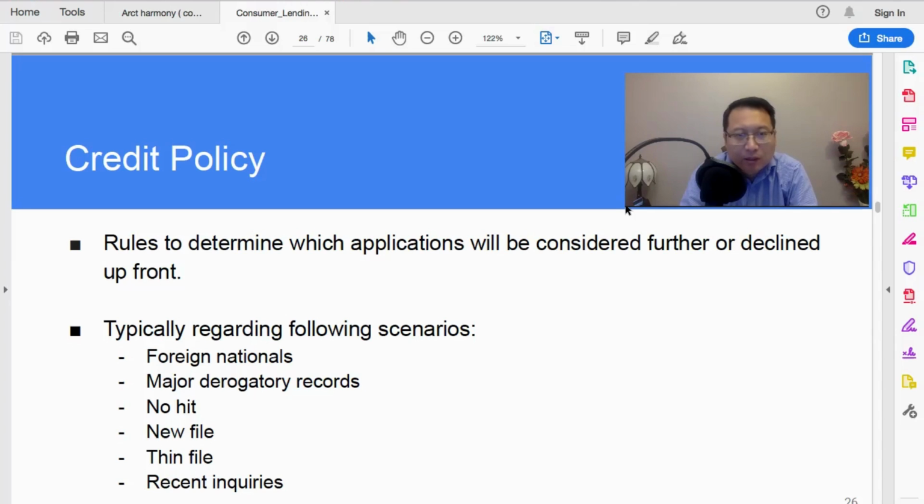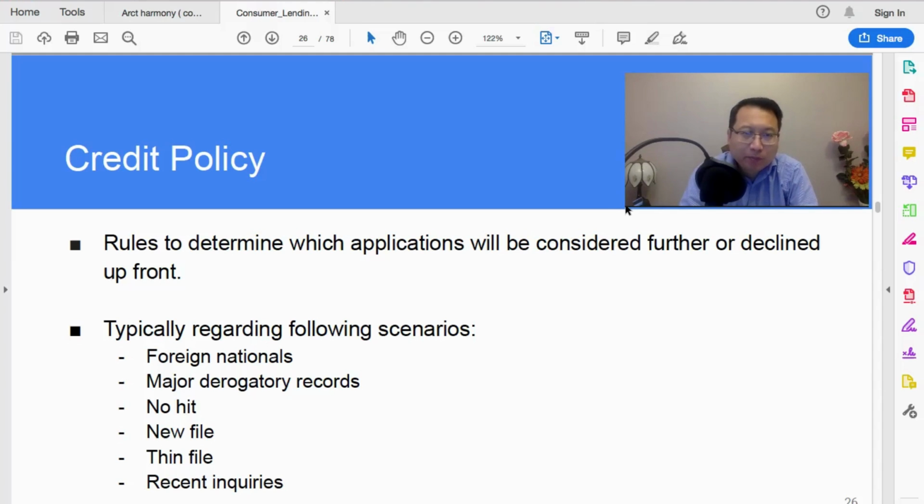Thin file. There is a file with maybe 1 year or 2 years of history, but there's only one particular trade line. We call it a credit account. So that's a little bit too thin, right, to draw a conclusion. So what do you want to do? You can choose to accept, or you can choose to decline.